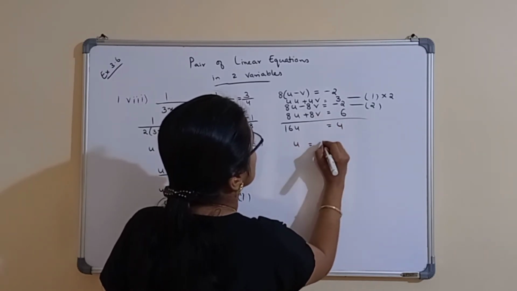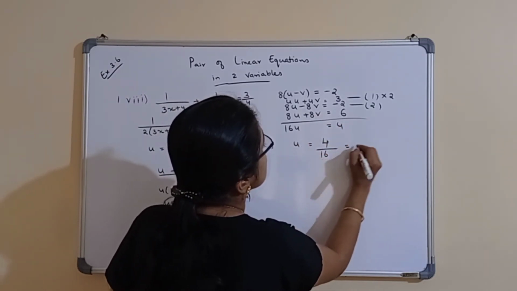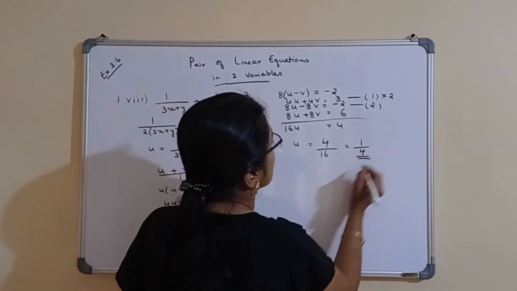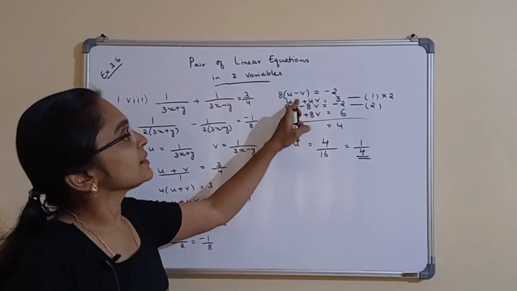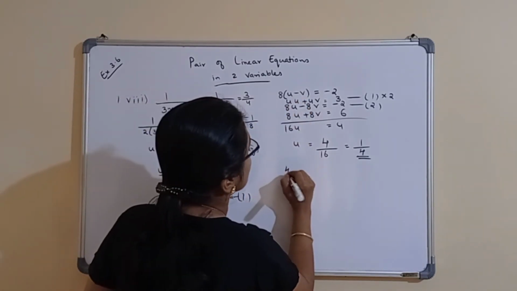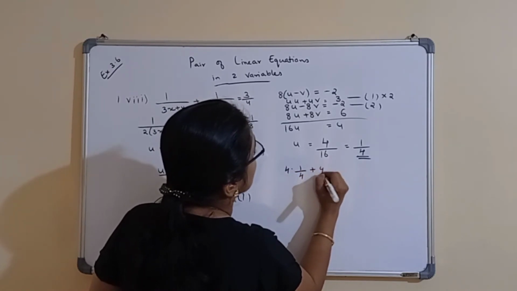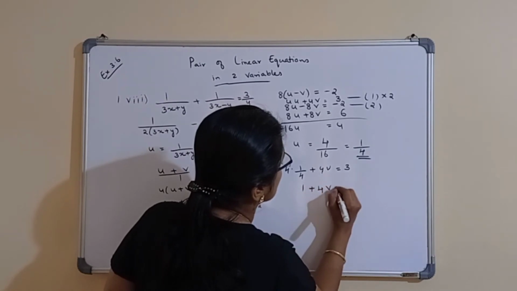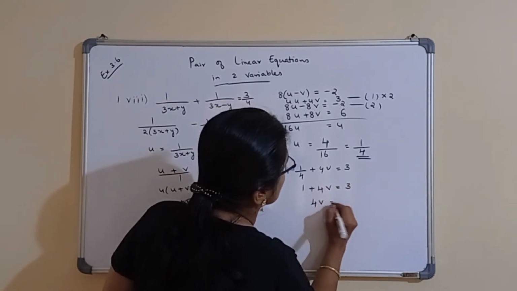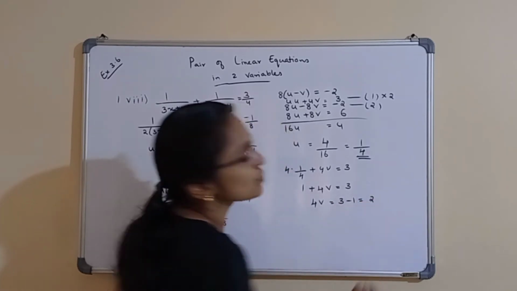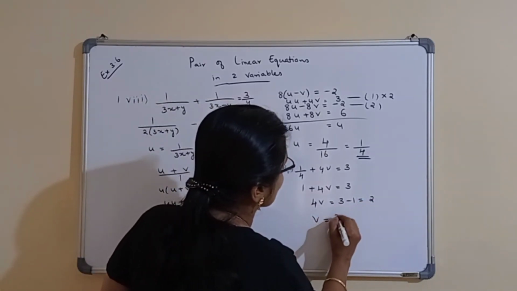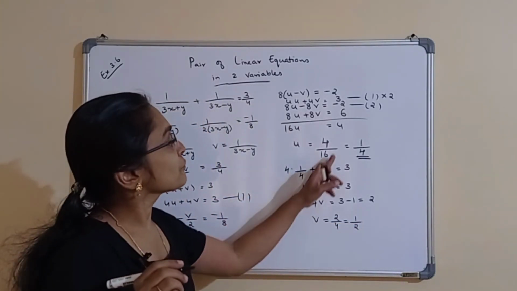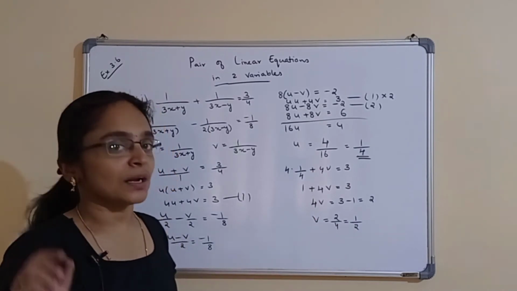Which means u is equal to 4 by 16, which is equal to 1 by 4. So we got the value of u as 1 by 4. And we can substitute u here in equation 1. So 4 into 1 by 4 plus 4v is equal to 3. Which means 1 plus 4v is equal to 3. So 4v is equal to 3 minus 1, which is equal to 2. So what is the value of v? v equal to 2 by 4, which is equal to 1 by 2. So we got the value of u as 1 by 4 and v as 1 by 2.